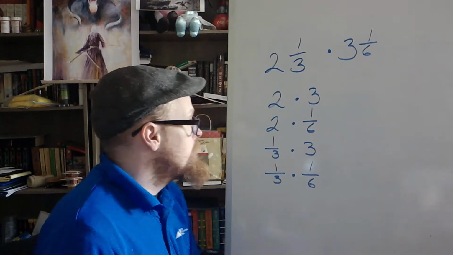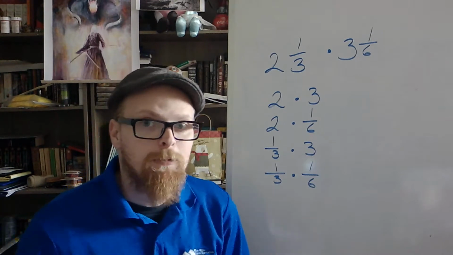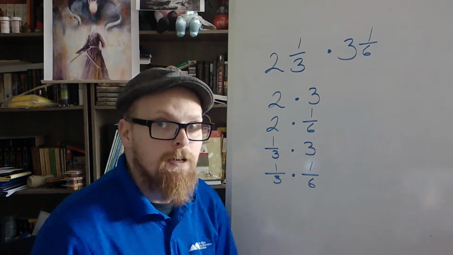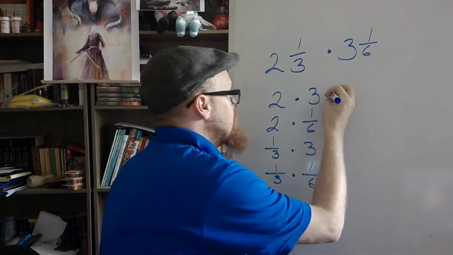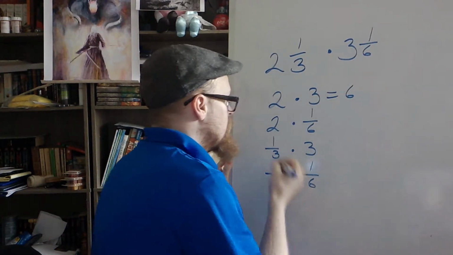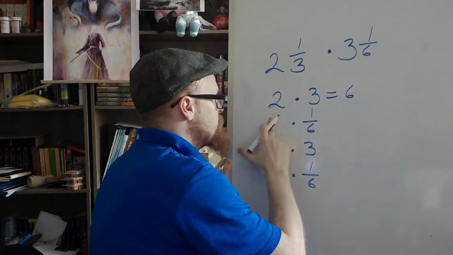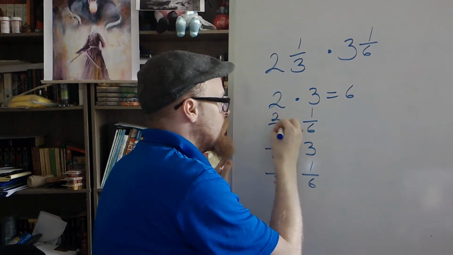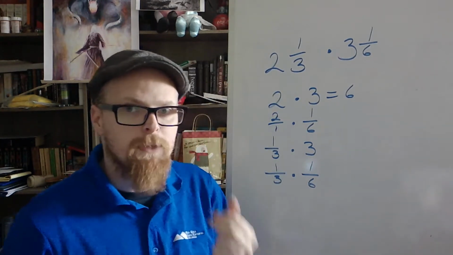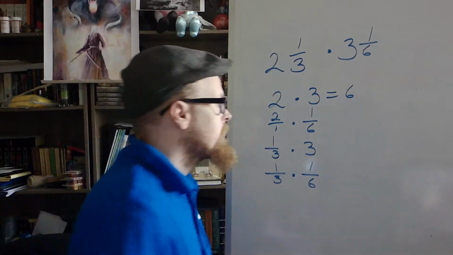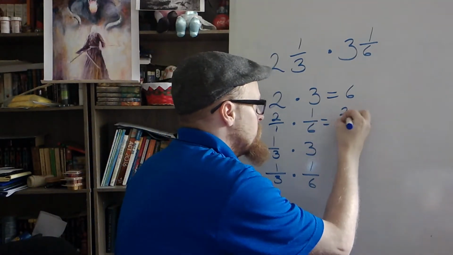You can change any whole number to a fraction by putting it over 1. Okay? So let's work these out. 2 times 3 is 6. 2 times 1/6, I'm going to change this to a fraction. I'm going to erase my 2 and put 2 over 1. Multiply straight across. So that's going to be 2/6.